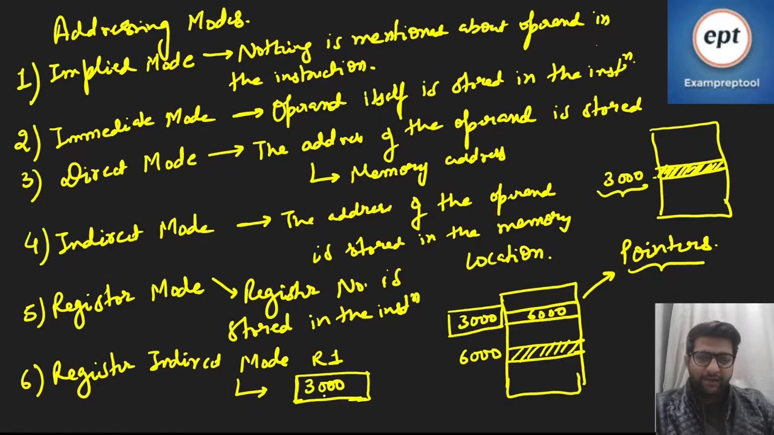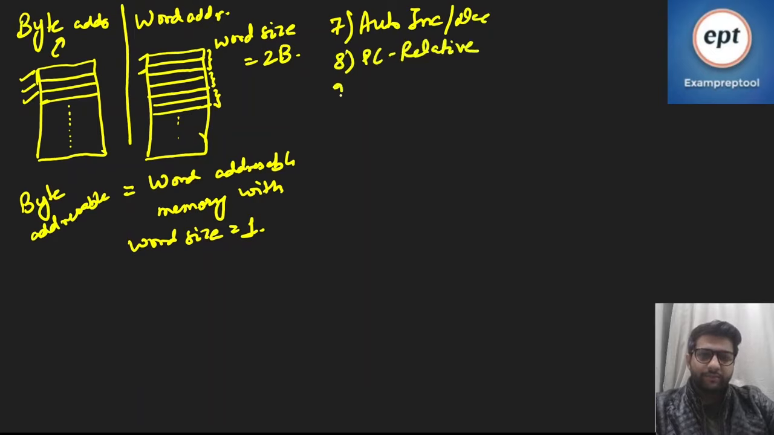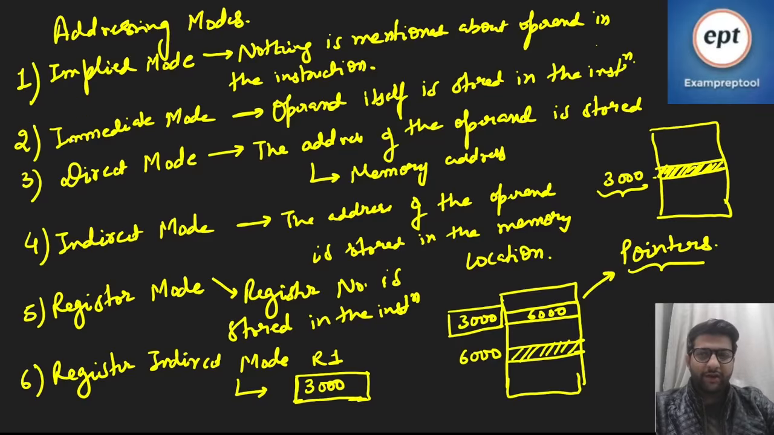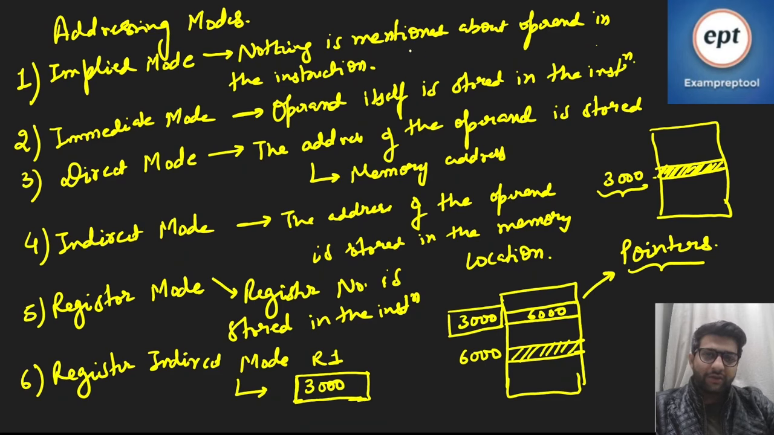So there are more addressing modes like auto increment and decrement, PC relative mode, and base register mode, right? You should be very thorough with these 8 or 9 addressing modes. You should not miss even a single thing from these addressing modes. These are very important, and they can help you score at least 1 or even 2 marks in the GATE exam, right? So be very thorough with these addressing modes.